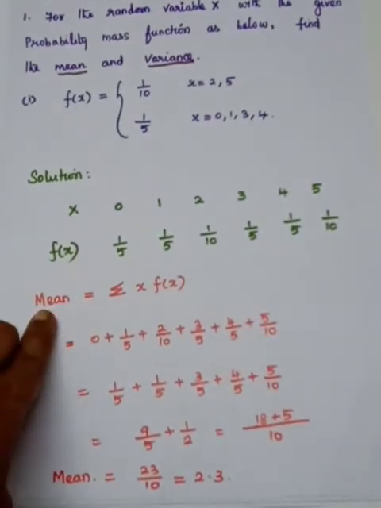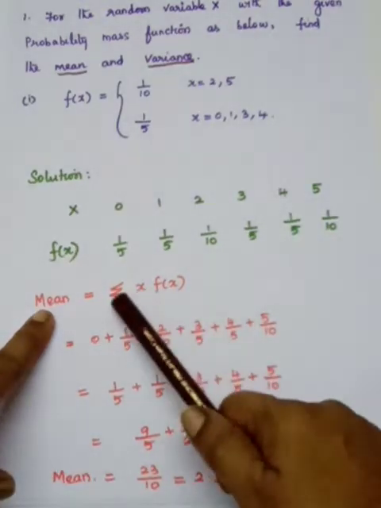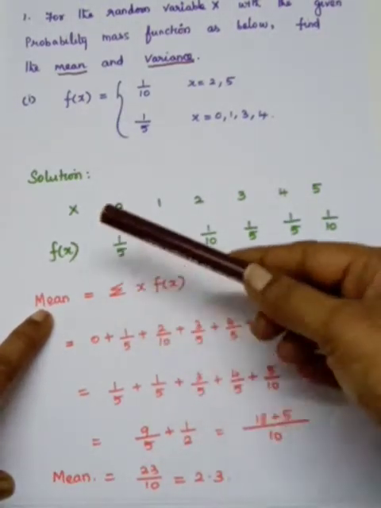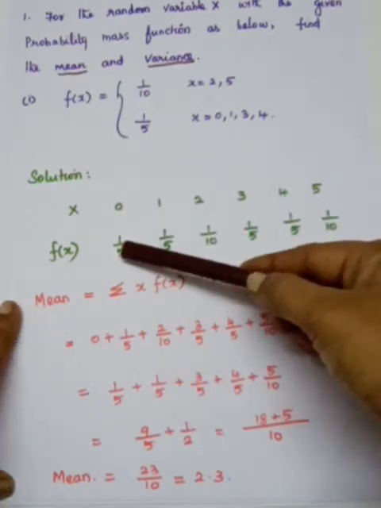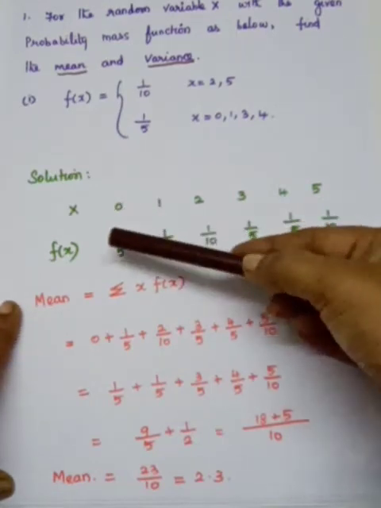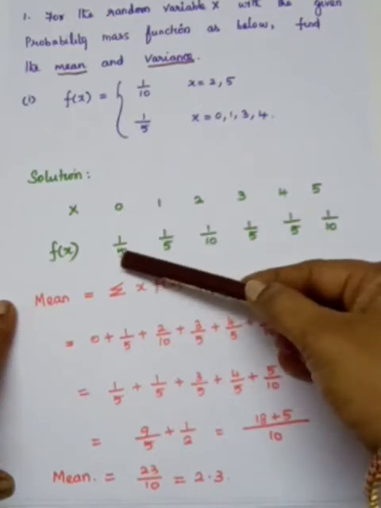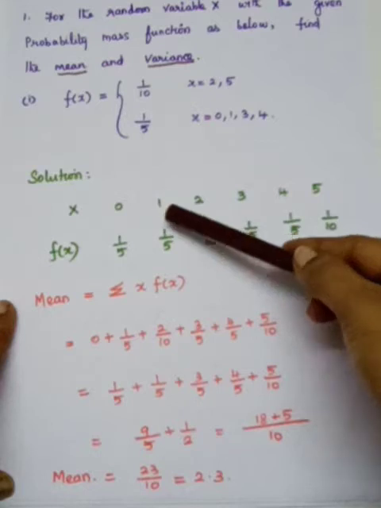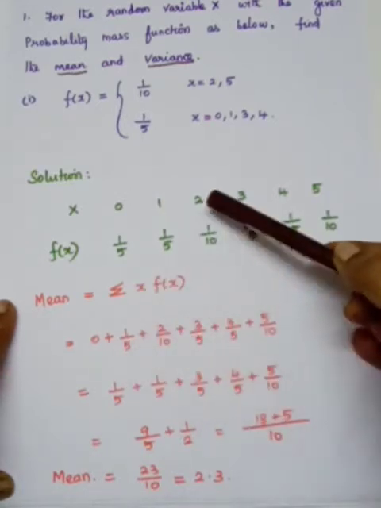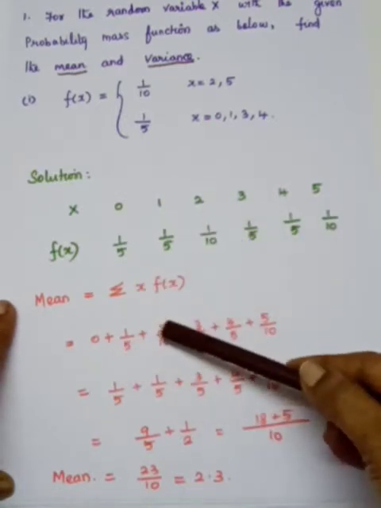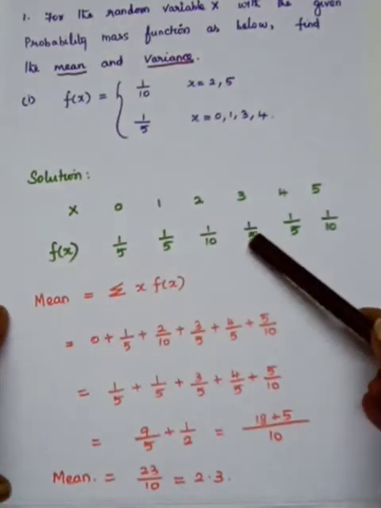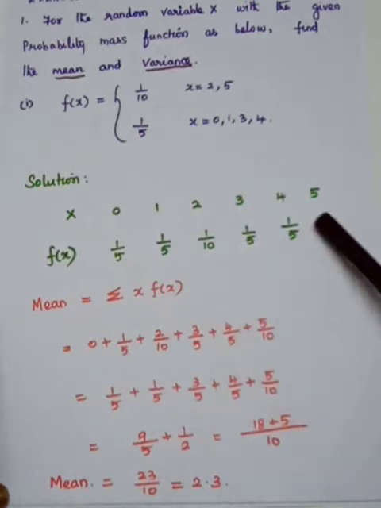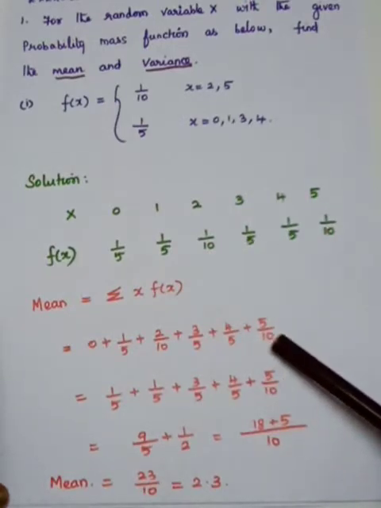So to find mean, that is E of x, you have to use the formula summation of x into f of x. What you have to do is multiply x and f of x. So x is 0 here, and f of x is 1 by 5, so 0 into 1 by 5 is 0. 1 into 1 by 5 is 1 by 5. 2 into 1 by 10 is 2 by 10. Plus 3 into 1 by 5 is 3 by 5. 4 into 1 by 5 is 4 by 5. 5 into 1 by 10 is 5 by 10.